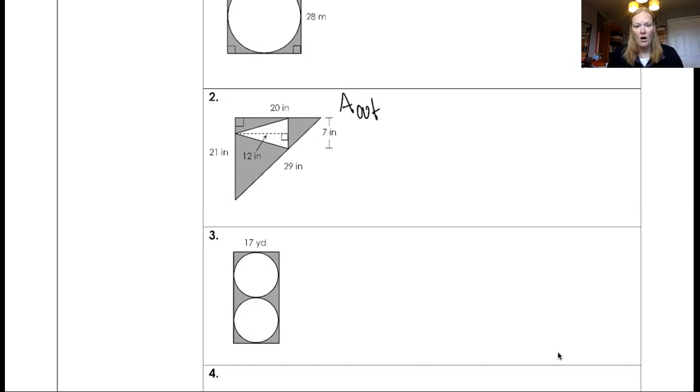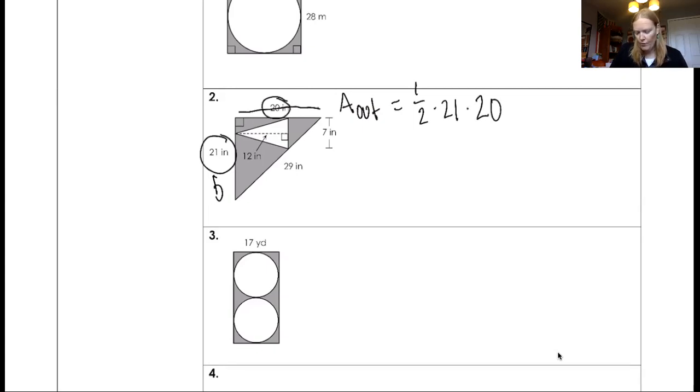Okay, so the outside's a triangle. The formula for area of a triangle is 1/2 base times height. So I'm going to do 1/2. The base, I'm going to call this right here, the 21. And so times 21, and then the height, I'm looking at the height kind of going this way, so I'm going to call it the 20. So 1/2 of 21 times 20. I'm actually going to cut the 20 in half and call it 10, and 10 times 21 gives me an area of 210. So the whole thing has an area of 210.